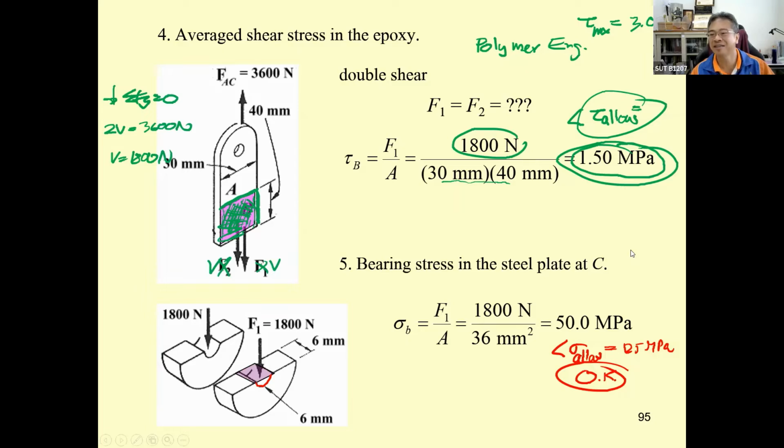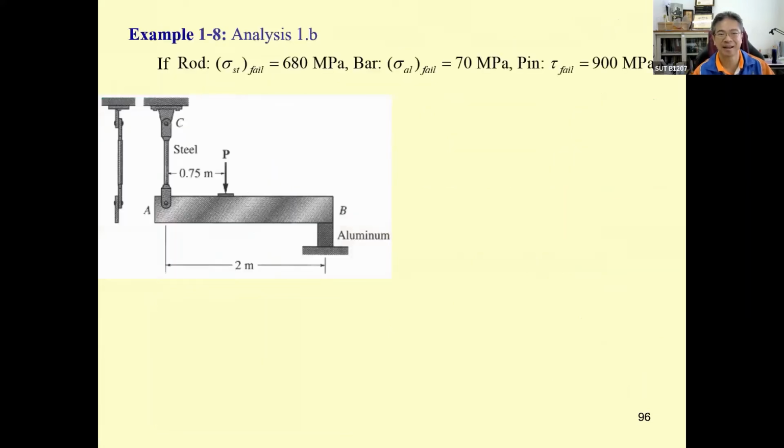Okay. The analysis 1.b is another thing. This time, they ask us to determine the force P that we are able to apply to this structure. When we're talking about this structure, they combine this connection with this aluminum block, the support.